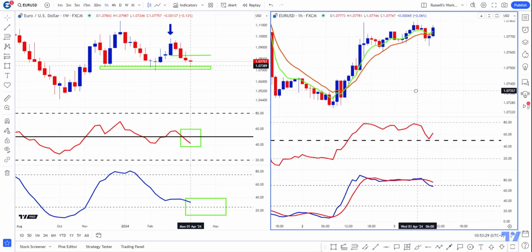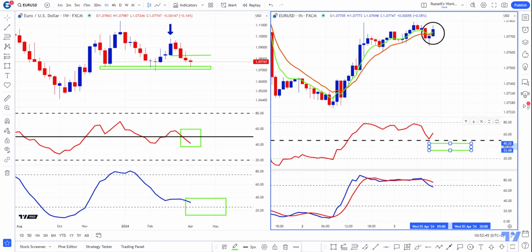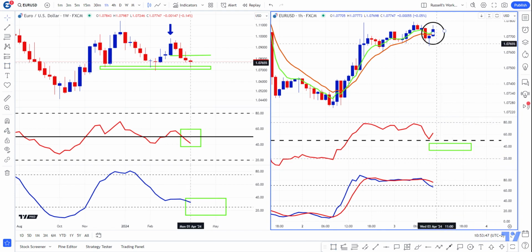So if we go through to the right chart here, and if there is a cross to the downside on the EMAs, in other words, if the green 5-hour exponential moving average crosses below the orange 10-hour exponential moving average, and if the hourly RSI crosses below 50, okay, then we're starting to get the shorter term time frame starting to sync up with the longer term chart.